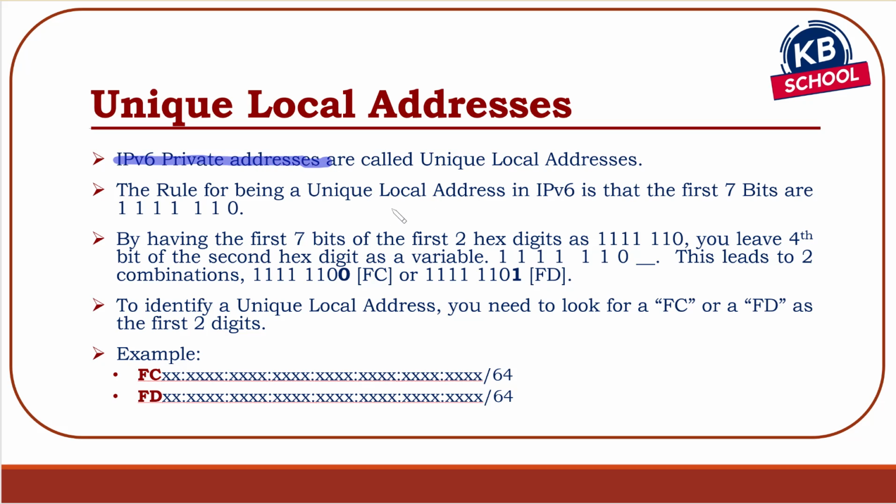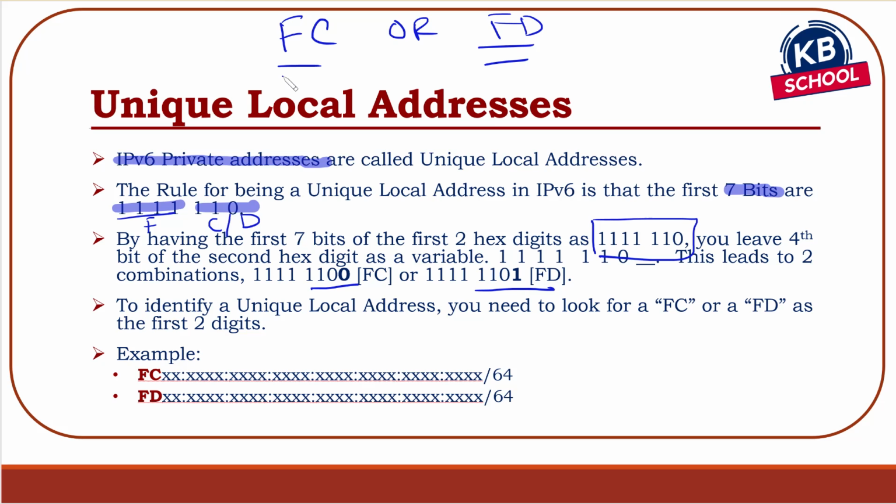The rule of the unique local address in IPv6 is the first 7 bits are what? 1111 110. That gives you a combination of F, and this guy can be either a C or a D. So by having the first 7 bits, that basically involves the 2 hex digits. You leave the 4th bit of the second hex digit as a variable. That means F, and 1100 or 1101, which is FC or FD in the first 2 hex digits.